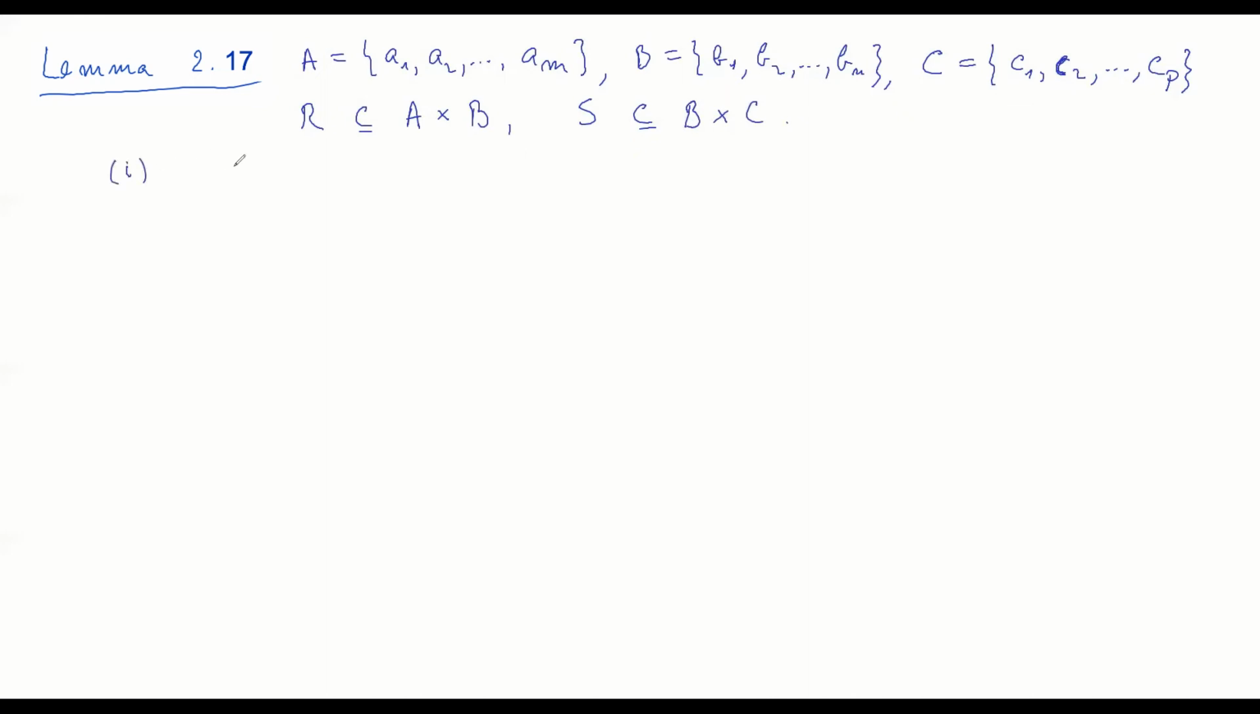One is the matrix corresponding to the inverse relationship of R is exactly the transpose of the matrix corresponding to R. And the second property I want to mention here is that the matrix corresponding to the composition relationship, R composed with S, is exactly equal to MR times MS. And this is the usual matrix multiplication over Boolean matrices. We have defined this in the previous lecture.